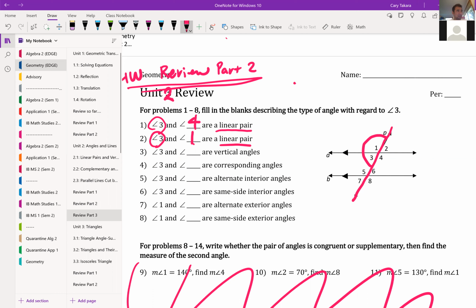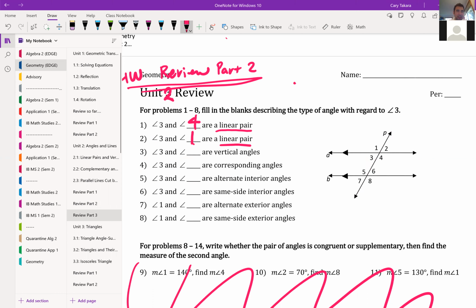Very good. Thank you, Stephanie, Janela. And I hope the rest of you got that. Is everybody okay on what linear pair is? Okay. Let's move on. Number 3.